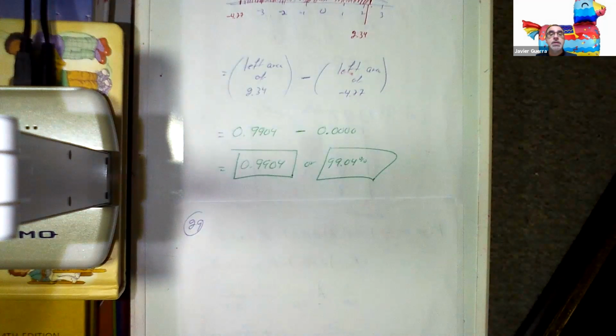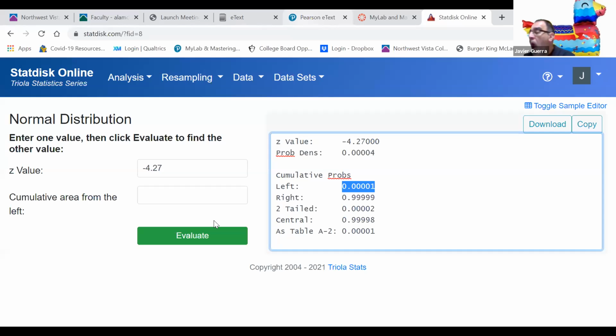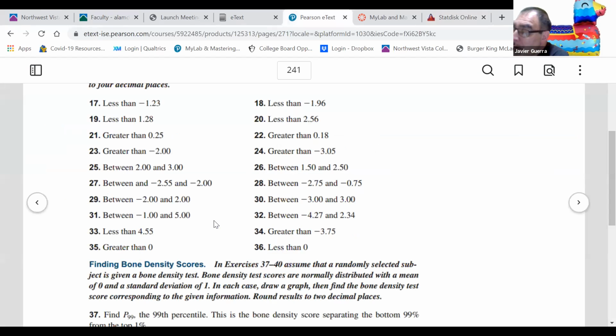29 is another between. All right, so this one's going to be the probability of negative 2.00 less than z less than positive 2.00. That one looks very interesting. Let's take a look at it. You're going to be shocked to see what the answer is. Well, maybe not shocked, but you're going to be like, wow.